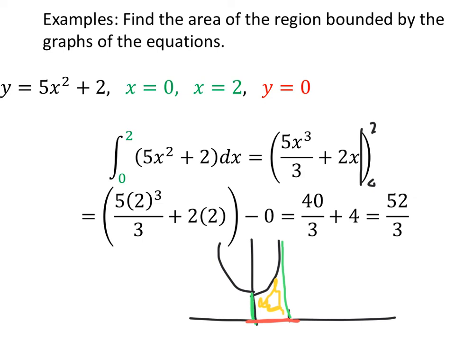Do not use mixed numbers. Mixed numbers are for baking and carpentry. We're not doing either one of those right now. So your answer is 52 thirds. It is not a decimal approximation. That's the exact area. Put your calculators away. We didn't need them at any point in here.